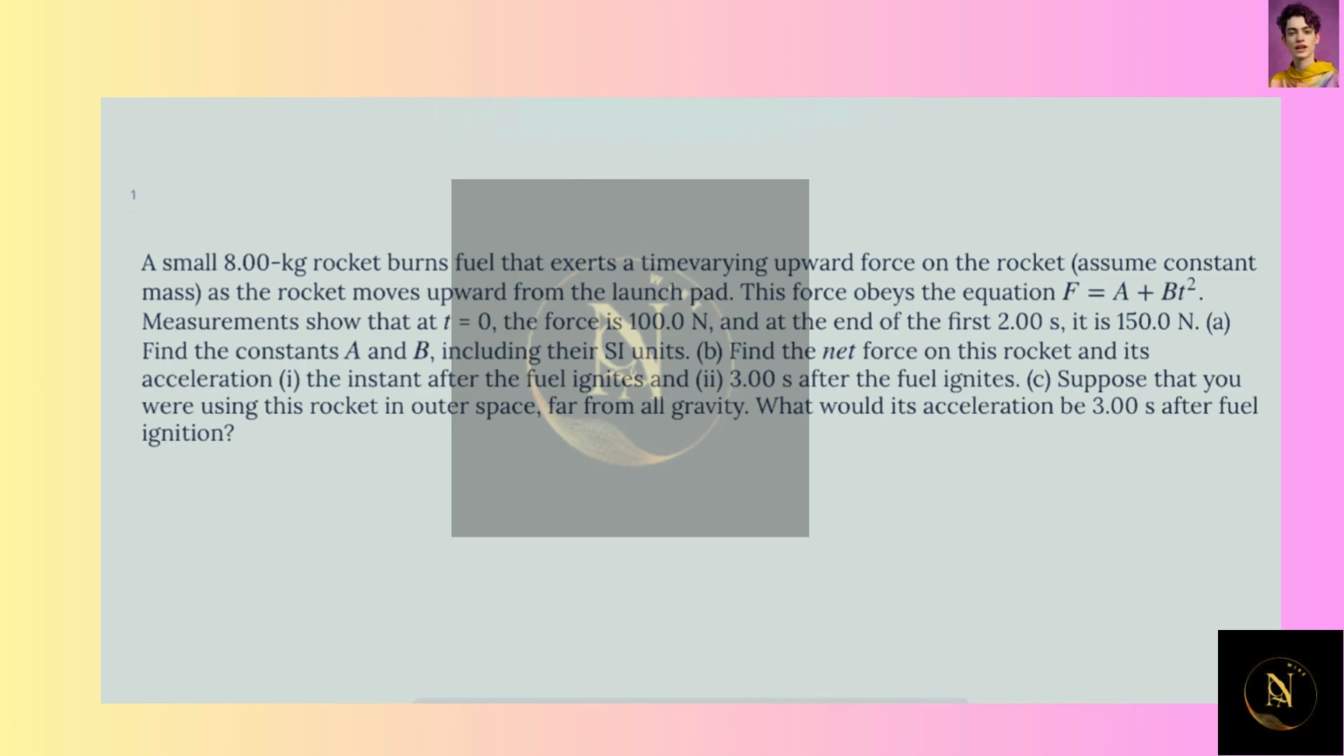Okay, so what we have here is a Newton's second law problem, but one with a time-varying force. So the first important key piece of information is that we know the mass of our rocket, and that is 8 kilograms. And we know the functional form of our time-varying force.